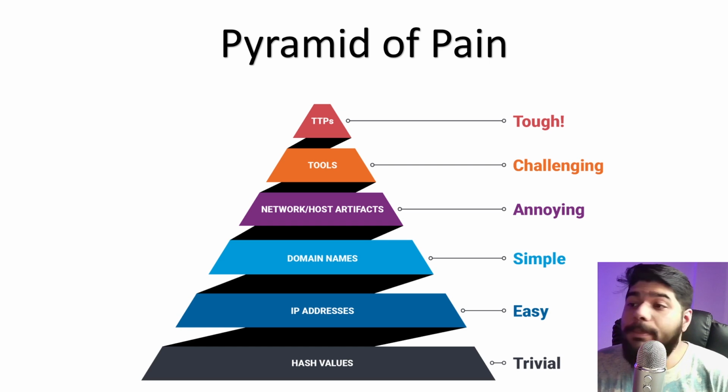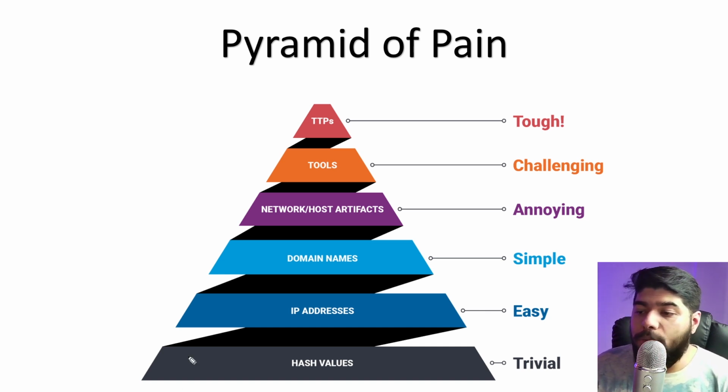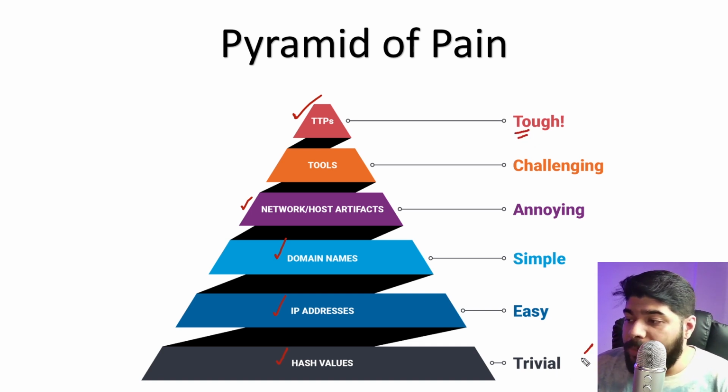Okay guys, so we are in the pain pyramid section that we need to talk about. So what exactly is the pain pyramid? If you see, this particular pyramid goes from the bottom to the top, from hash values to IP addresses to domain names, network or host artifacts, then tools, and then TTPs. Okay, and the difficulty of identifying something goes up toward the top level. So as much as you move to the top of this section, you are going to the tough region, and if you hit the bottom, it is very trivial, and you can identify it very easily.